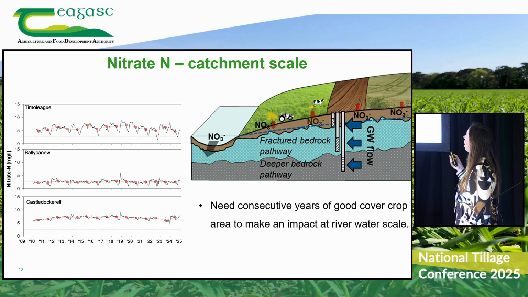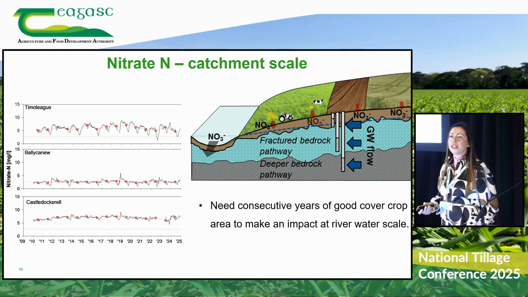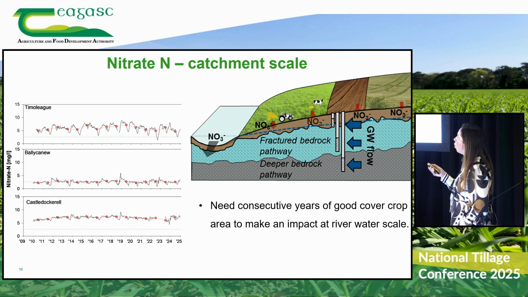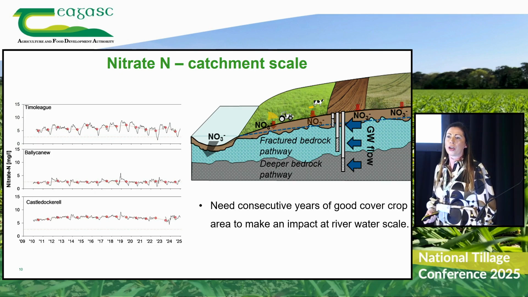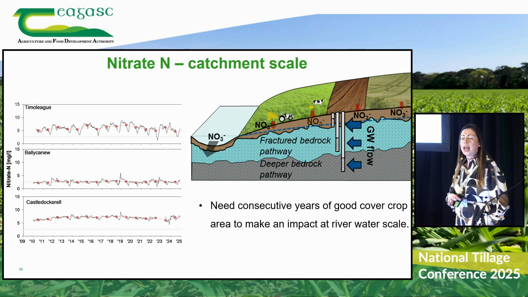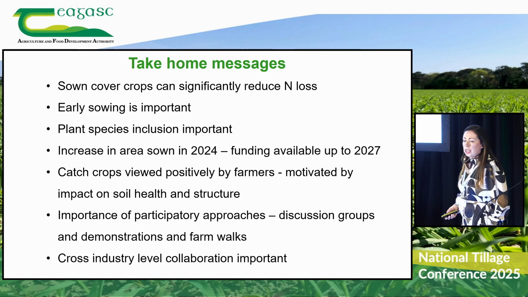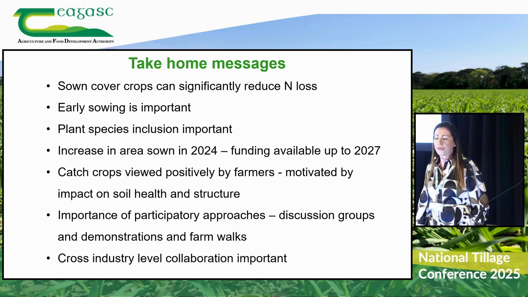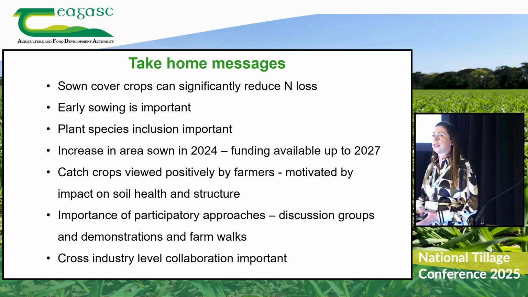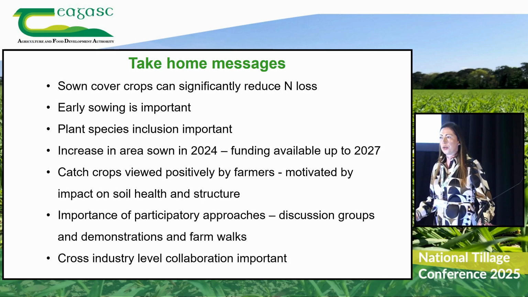So where we're seeing a positive effect in the drainage water and in the groundwell monitoring of cover crops, we need to sustain that over a number of years in order to deplete this pool of nitrogen that's in the deeper aquifer, and where we should see an impact on a catchment scale and our larger river networks over a period of time. So sown cover crops are effective at reducing nitrate loss, and it's our number one tool, I guess, for arable catchments. Early sown is important.